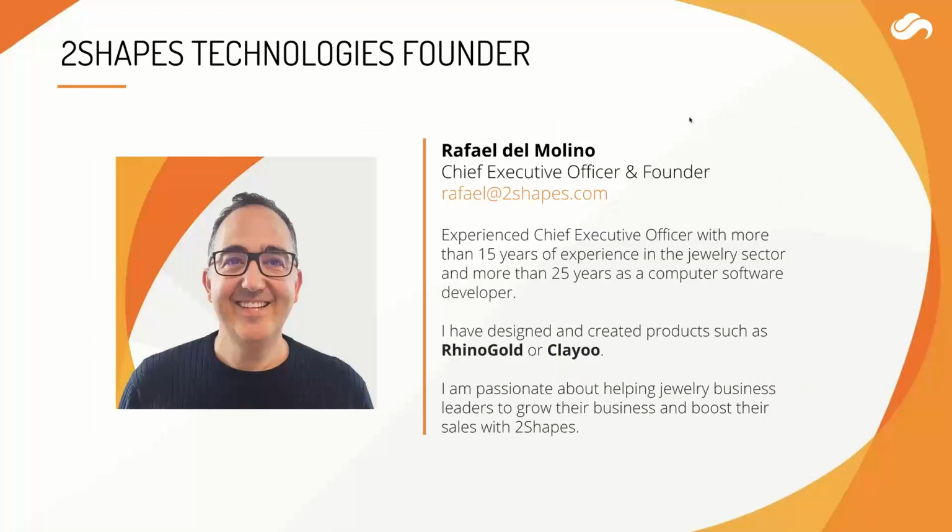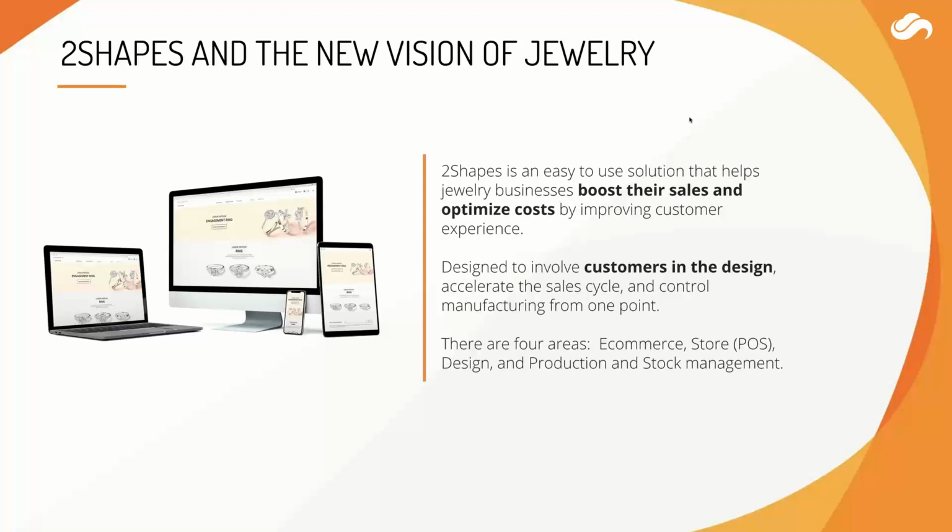As Barbara said, for the last 15 years I was the CEO and the owner of the company that developed RhinoGold and Clayoo. In 2018 I started to create 2Shapes. Our motto is how we can increase the business of our jewelry customers, and basically we are focused on 4 areas.